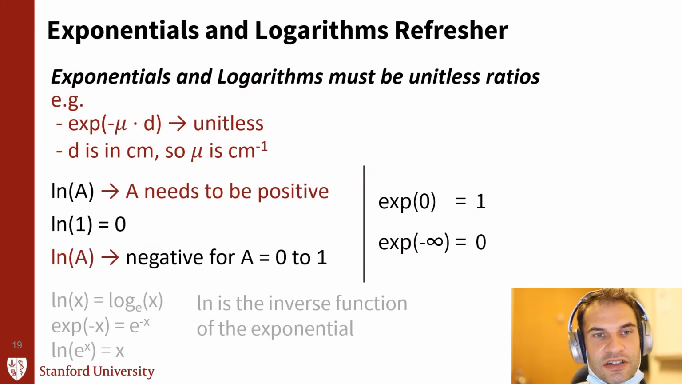This is just a refresher. I'm not going to go through this slide. This is just information for you. For example, it's good to know that e to the minus infinity is 0. So if you have e to the minus a large number, it's going to be a very small number.